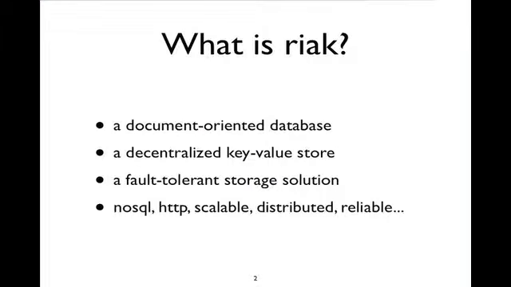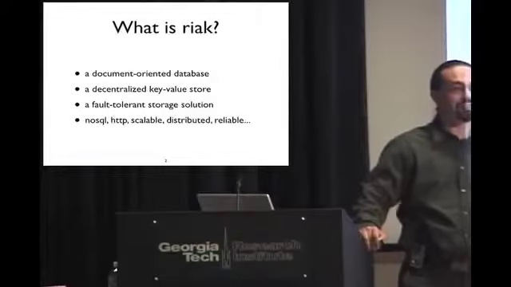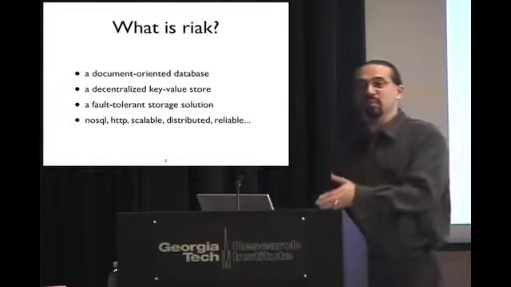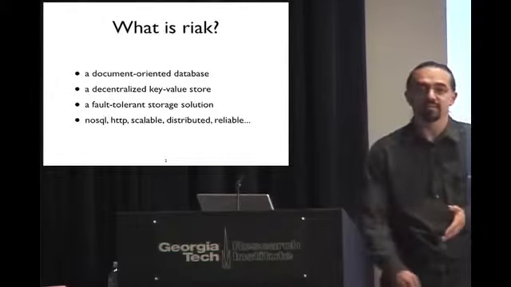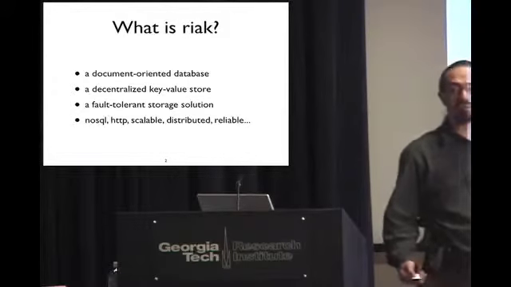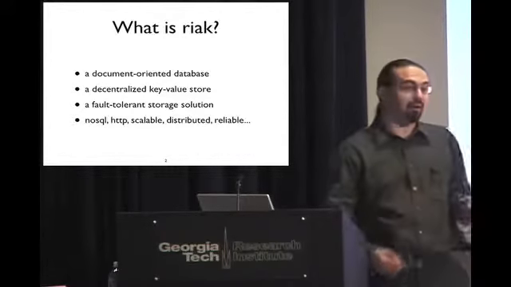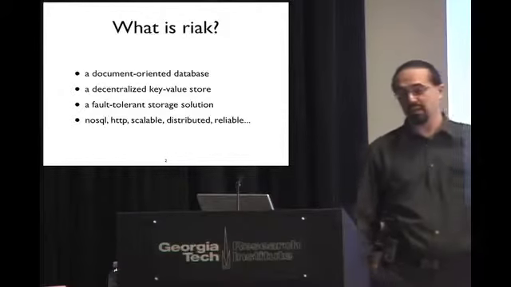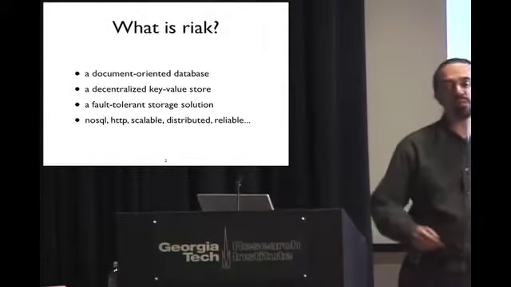And I'm going to briefly introduce Riak. It's a lot of the same things in some ways. You know, we all overlap in a few ways. That's why we're here together today. It's a document-oriented database, which, to us, means just a little bit more than a key-value store in a few ways. It's a decentralized system. It's fault tolerant, and I'm going to get into more detail about what we mean when we say that sort of thing. And it's all these other buzzwords, too.